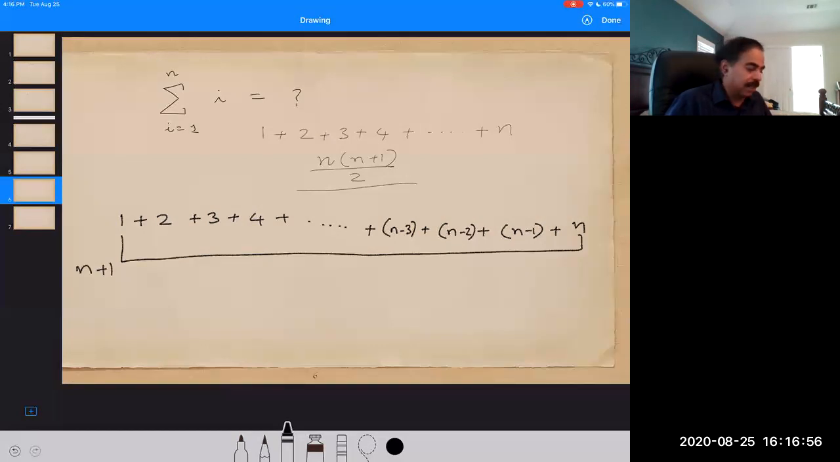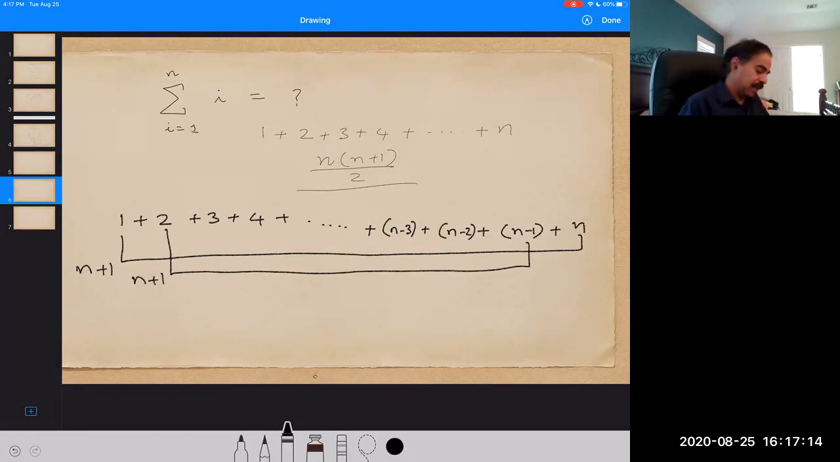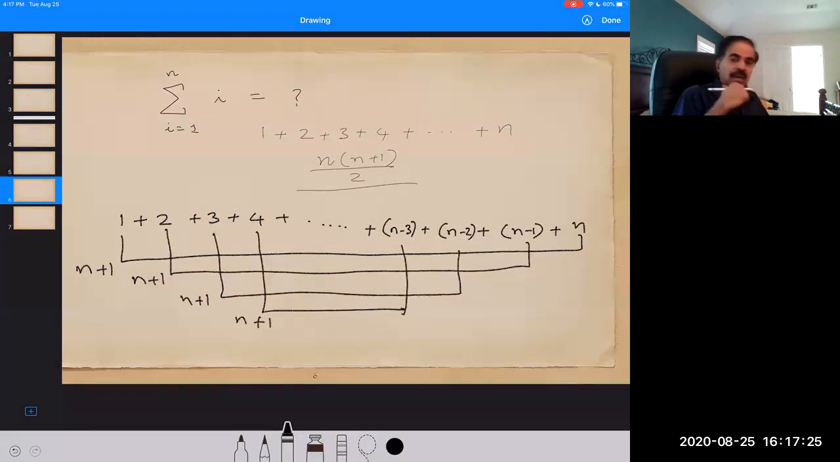If you add the first and the last element, then you'll get n plus 1. So now you pair the second element from both sides, right? And once again, they add up to n plus 1. And then the third element, again, n plus 1. Fourth element, n plus 1, right? So you can see that this way, if you pair up, every pair yields the exact same sum of n plus 1.